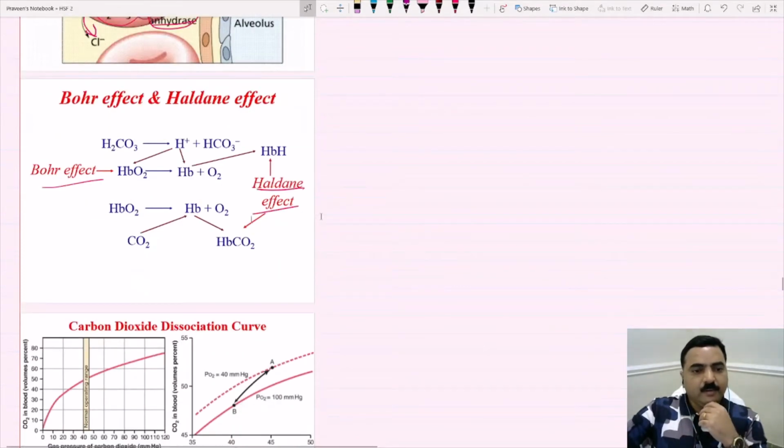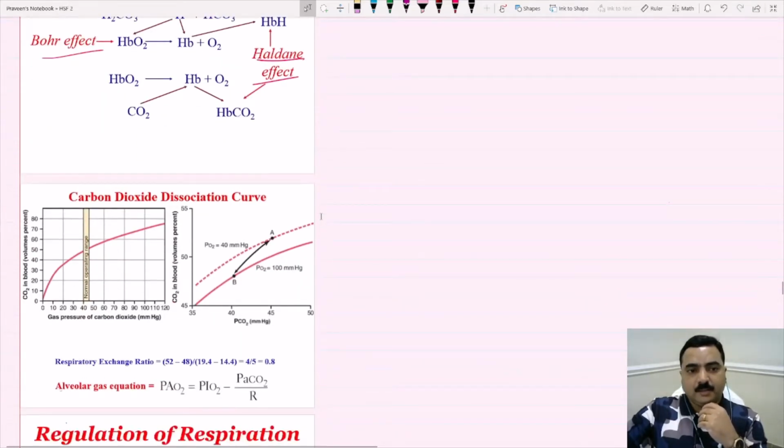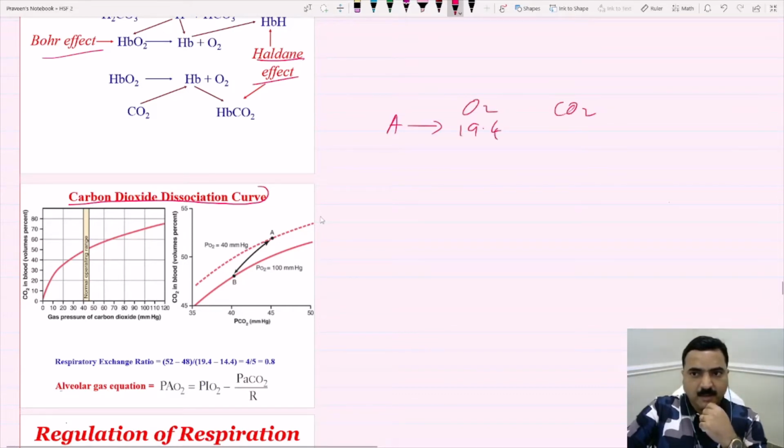Now, because of the Haldane effect, similar to the oxygen hemoglobin dissociation curve, we have the carbon dioxide blood dissociation curve. In the arterial blood, how much is the oxygen content? We have 19.4. How much is the carbon dioxide content?